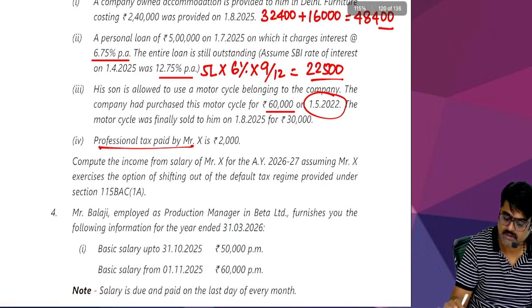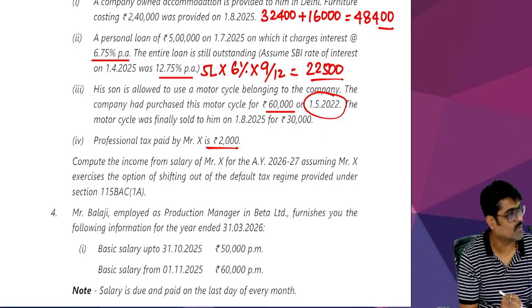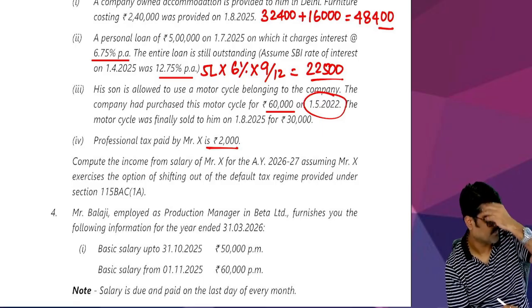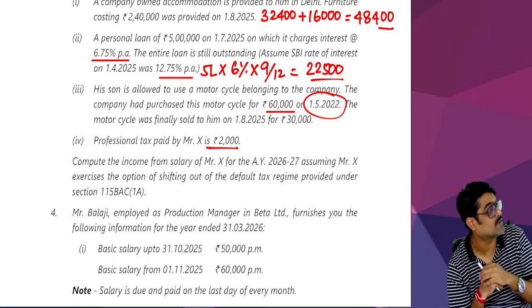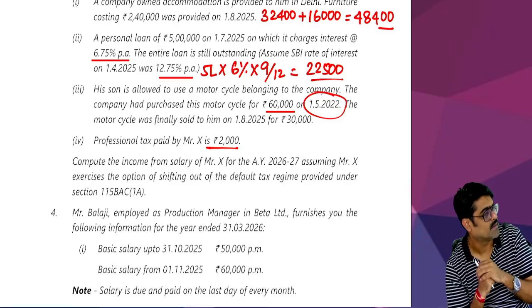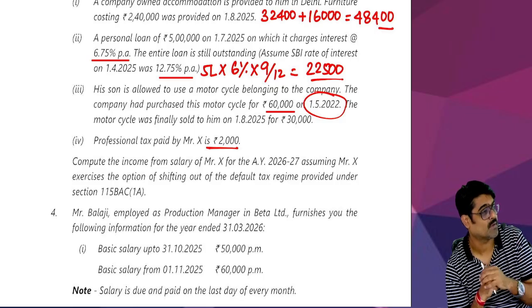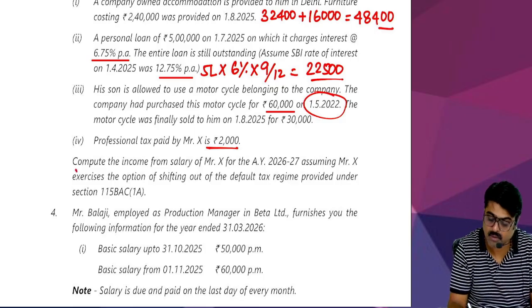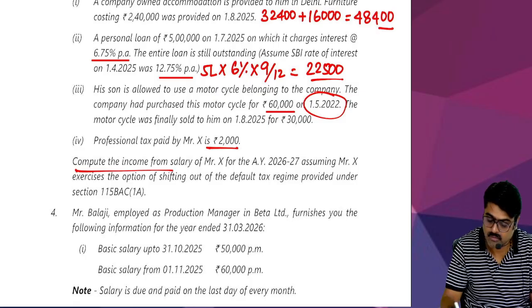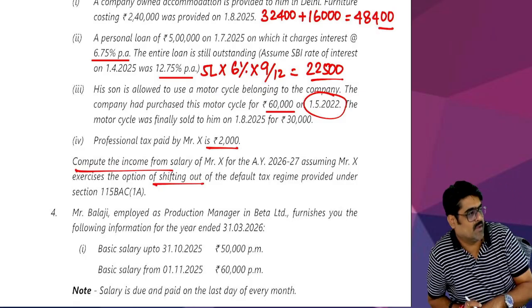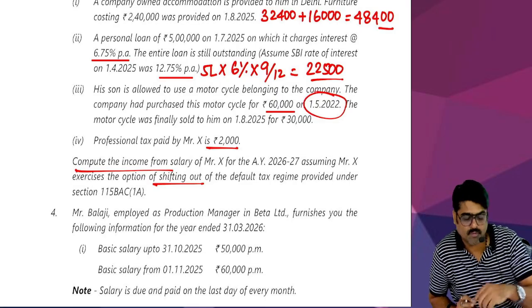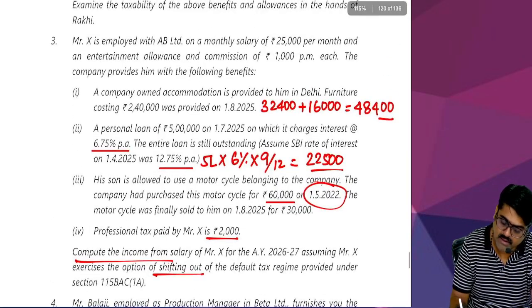Professional tax paid by Mr. X. How much? What are you going to do? Take the deduction under section 16(iii). But wait, only if the assessee is shifting out. So what is given in compute the income from salary, assuming he is shifting out, following 115BAC, not following. So first of all, tell me what they are telling you to calculate.